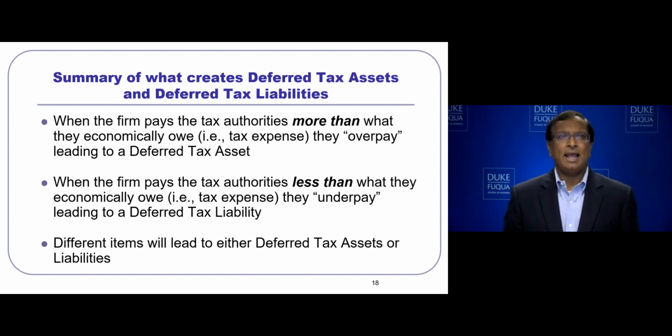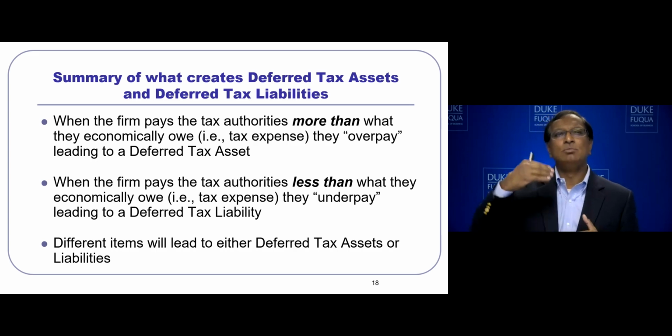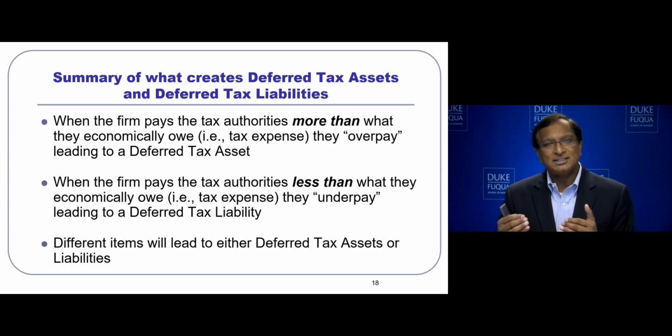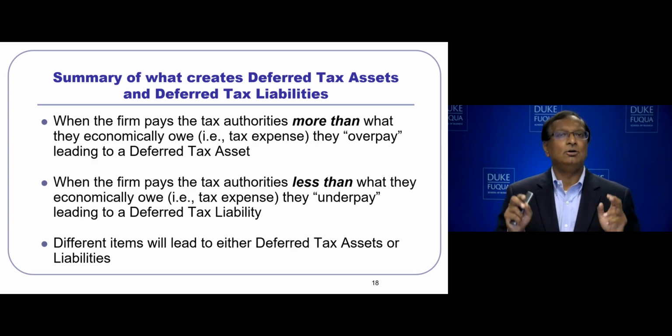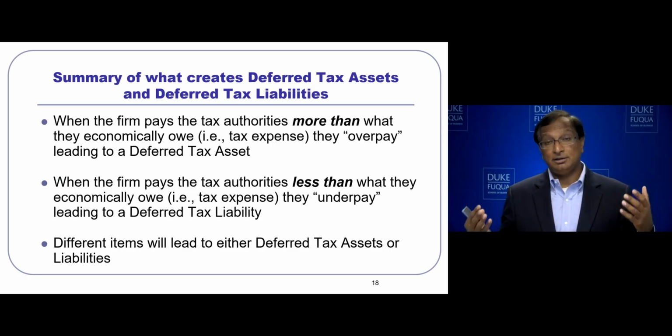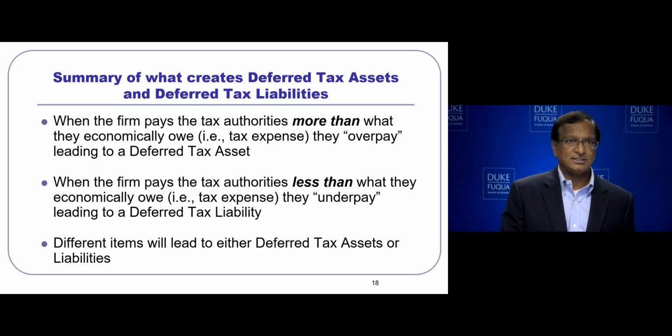Let's summarize what happened with these transactions. When the firm pays the tax authorities more than what they economically owe, they simply overpay, leading to a deferred tax asset. When the firm pays the tax authorities less than what they economically owe, they underpay, leading to a deferred tax liability. And as we have seen in the case of depreciation and bad debt expense, different items will lead to either a deferred tax asset or a deferred tax liability.